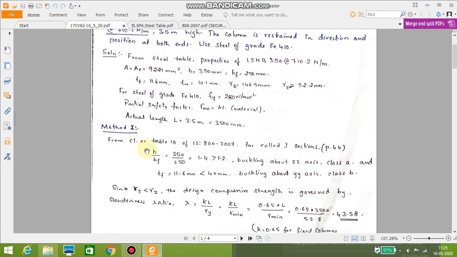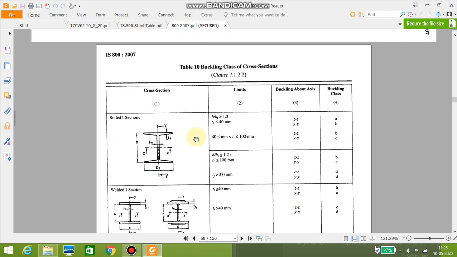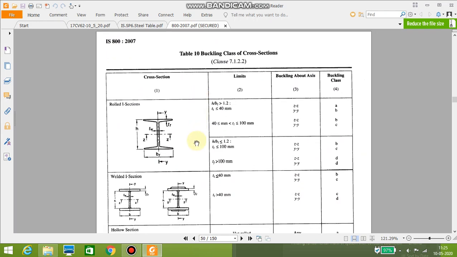So now from table 10, let us first fix the buckling class. Table 10 of IS 800-2007 gives us the buckling class A, B, C, D. To decide the buckling class, we have to refer to the table given on page number 44. So this is table number 10. This is the I section. A rolled I section is given in the problem. So I have to judge which type of section it is. To choose the section, first of all I have to find the ratio of h divided by bf.